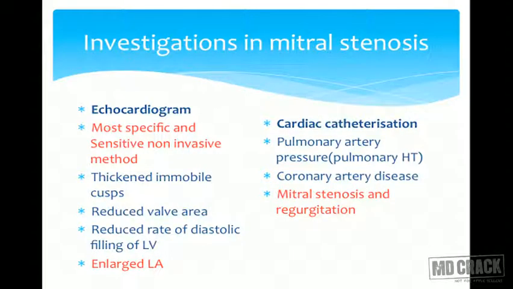If you want to do cardiac catheterization, it will give you an idea of pulmonary artery pressure in cases of pulmonary hypertension, it will also give you an idea of associated coronary artery disease, and it will show you if there is any associated regurgitation. So importantly, you should remember echocardiogram, the most sensitive and specific non-invasive method to diagnose MS, or in broader words, valvular heart disorders.